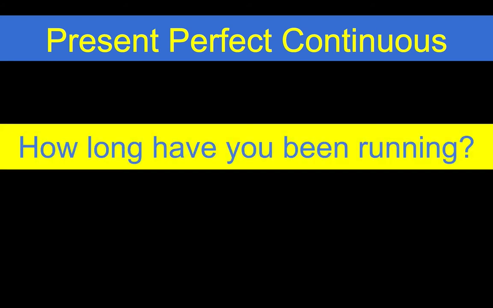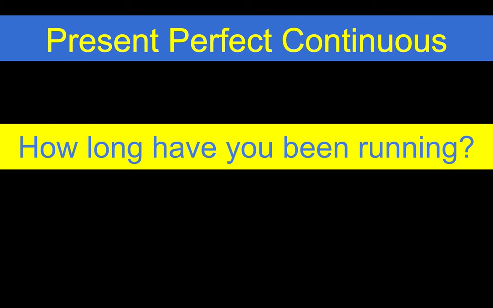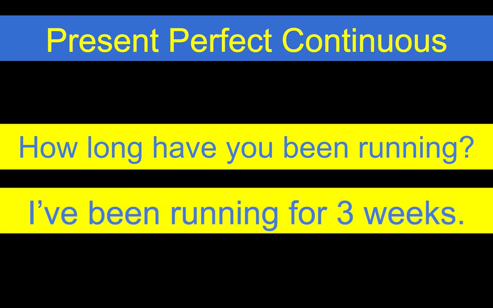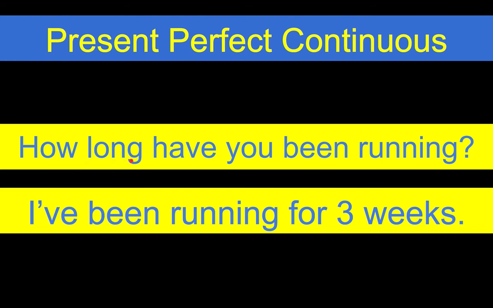So another example. What have you been doing lately? I have been running. Interesting. How long have you been running? I have been running for 3 weeks. So this is my new hobby. Now it is June 3rd. So I have been running since last month. I have been running since May 15th. So I have been running for 3 weeks. This is the first one, for. So for tells you how long. How long have you been doing something?